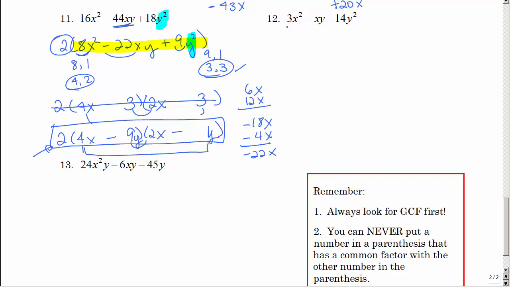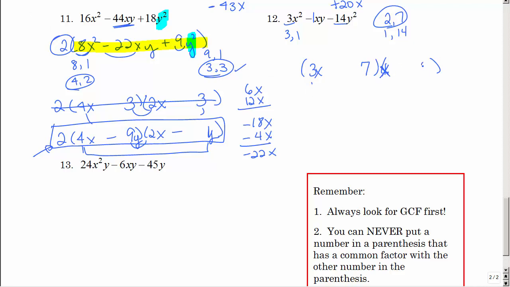Number 12. No GCF. The good news, I only have choices for 3 and 1. 14 is either 2 and 7 or 1 and 14. And what do I need in the middle? That's a negative 1. So, let's try the 3 and the 1, and I'm going to try the smaller, 2 and 7. Okay, if I put the 7 here, it's going to multiply times the 3. That'd be 21. That's kind of big. That's why I want you to start looking and be able to do this before writing down all the choices. So how about let's put the 7 here.